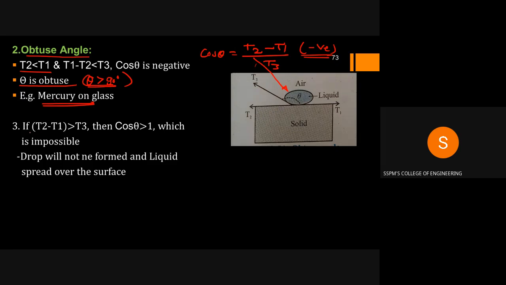The third condition is if T2 minus T1 is greater than T3, so the numerator is greater than the denominator. Then cos theta is greater than 1, which is an impossible condition for the cos function. In this case, a drop will not be formed and the liquid will just spread over the solid surface. So the basic relation is cos theta equals (T2 minus T1) upon T3.